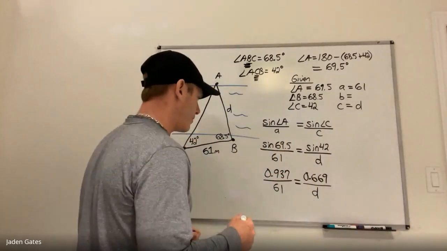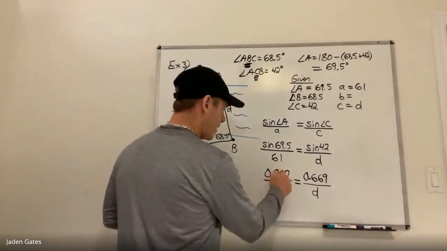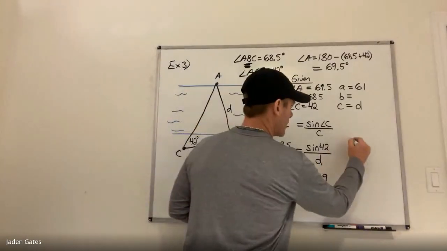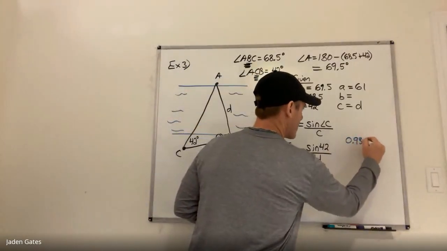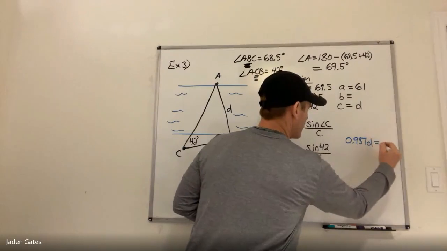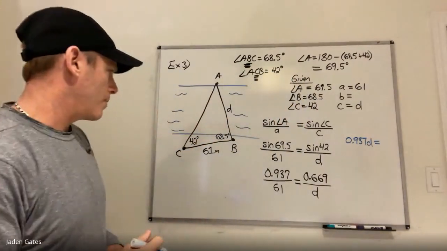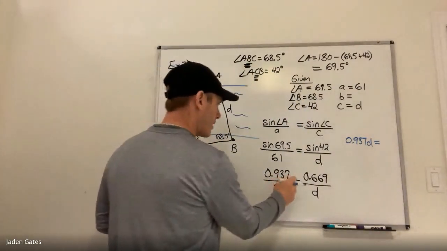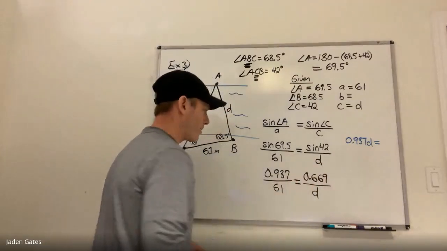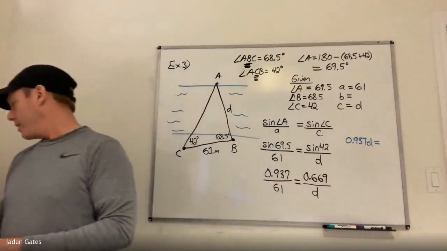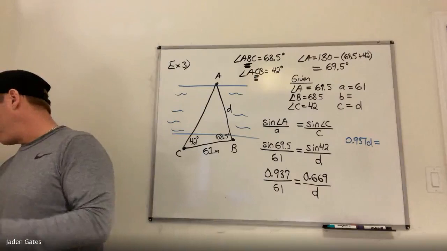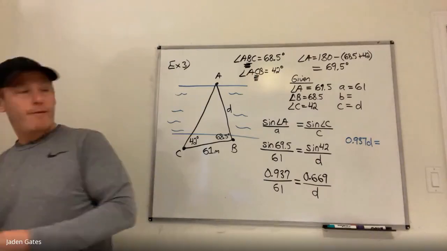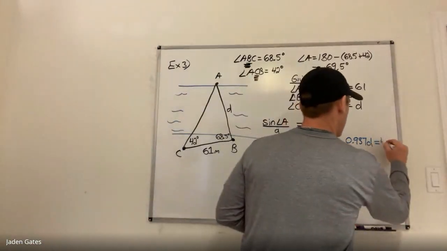That'll help me out here. So, let's see here. I get 0.937 times D. 0.937 times D is equal to, boy, I'm running out of room here. Let's see, 61 times 0.669. So I'm just going to figure that out. 61 times 0.669, I get 40.81.